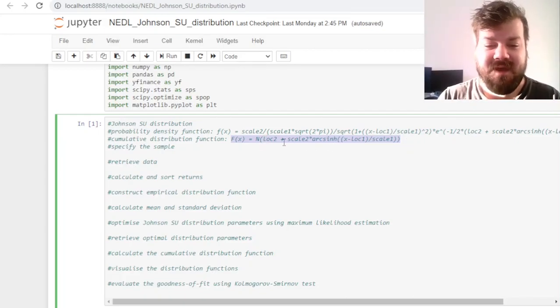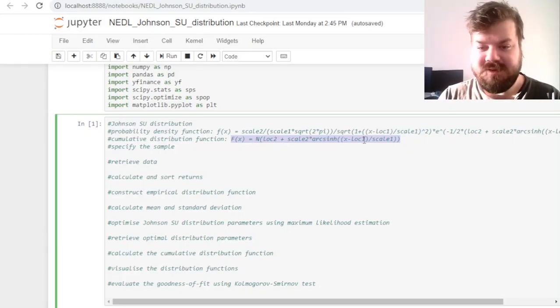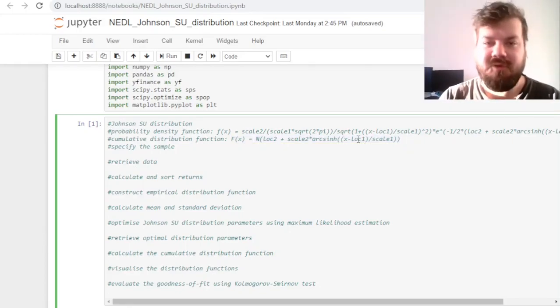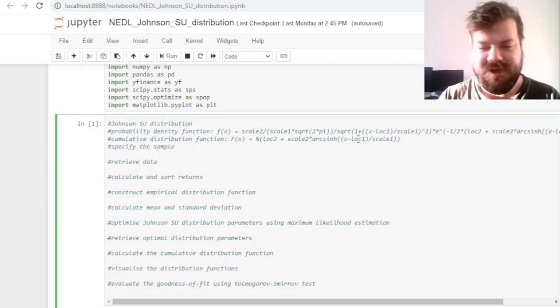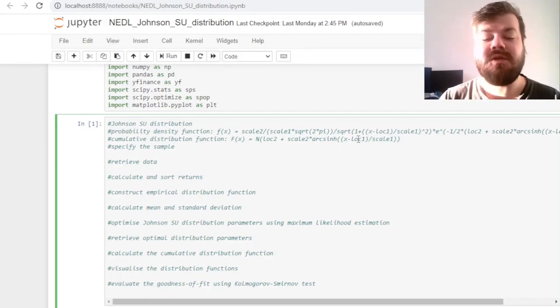So let's start there. We have got four parameters compared to two parameters for the normal distribution. You've got just the location and the scale, the mean and the standard deviation. For the generalized error distribution, you have three. You also have the shape parameter. However, the Johnson SU parameterization is slightly different. We have got two location parameters and two scale parameters.